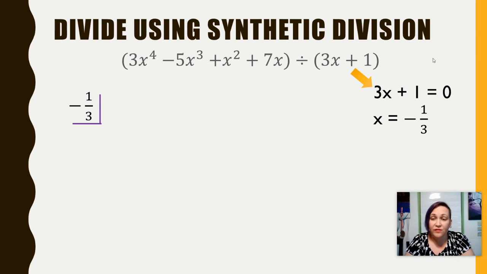Don't worry, everything that we're going to have in our synthetic division will be divisible by 3. You should not be getting any fractions or decimals as you're working through this problem. So if you are getting fractions or decimals, you might want to go back and check your calculations.